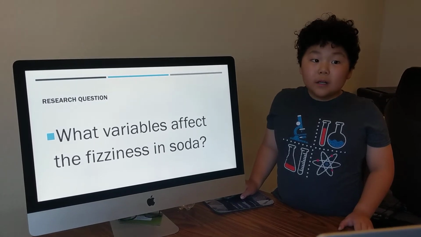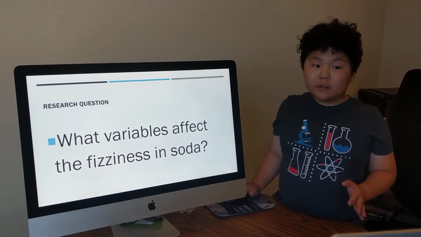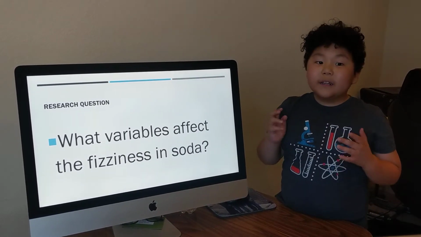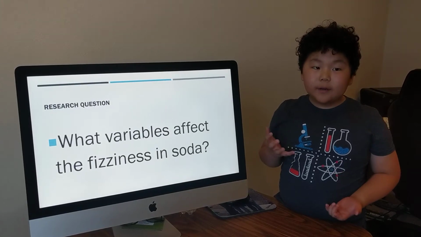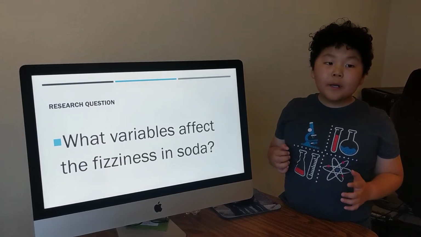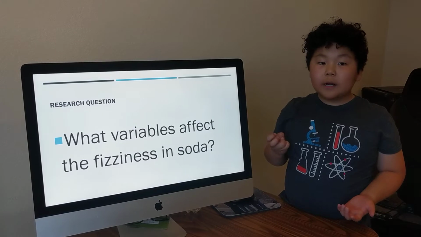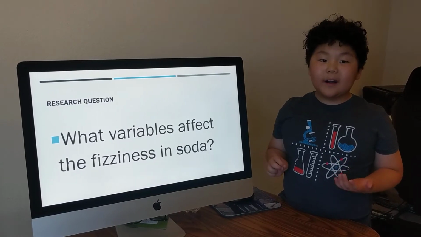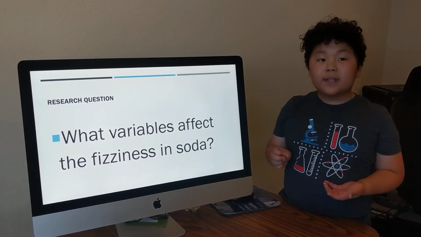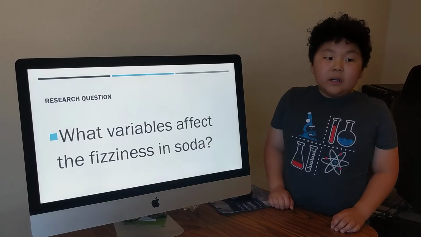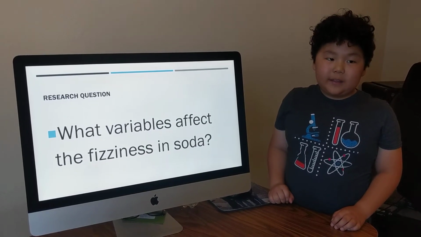Did you know that fizziness in soda is caused by carbon dioxide that's been dissolved in a sugary liquid? After you open a bottle of soda, the carbon dioxide releases into the air, and the soda will lose its fizziness over time.